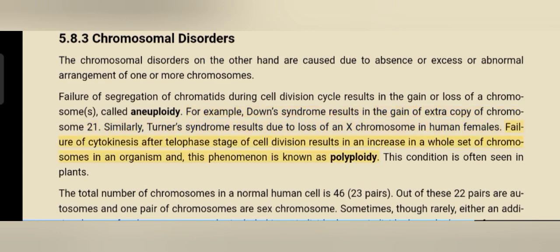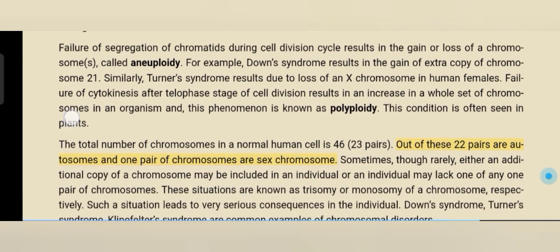Failure of cytokinesis after telophase stage of cell division results in an increase in a whole set of chromosomes in an organism, and this phenomenon is known as polyploidy. This condition is often seen in plants. The total number of chromosomes in a normal human cell is 46, 23 pairs. Out of these, 22 pairs are autosomes and 1 pair of chromosomes is sex chromosomes.